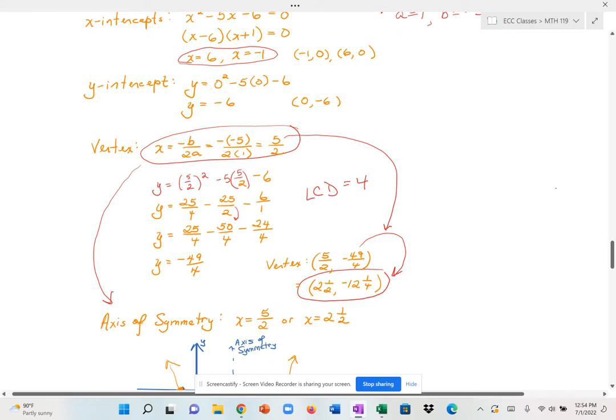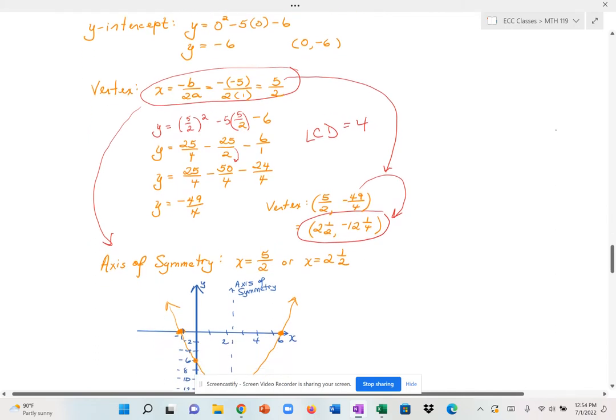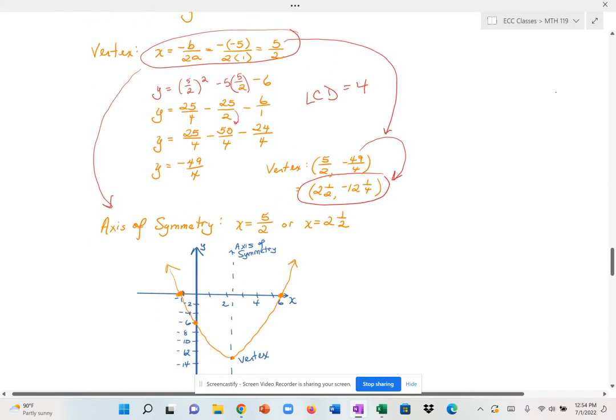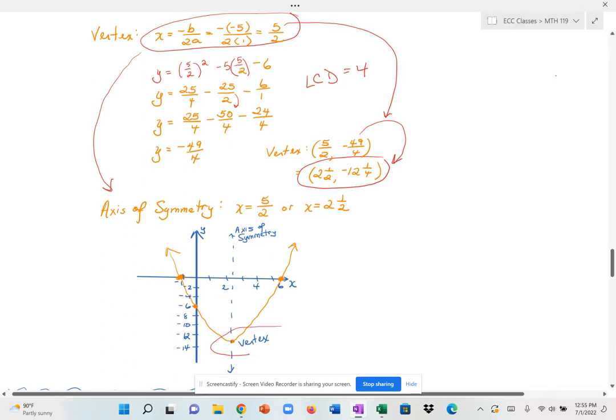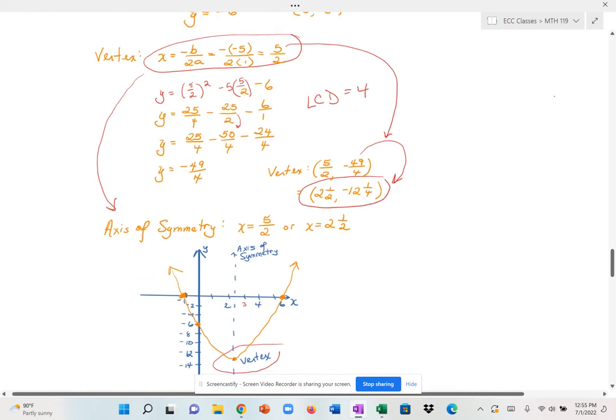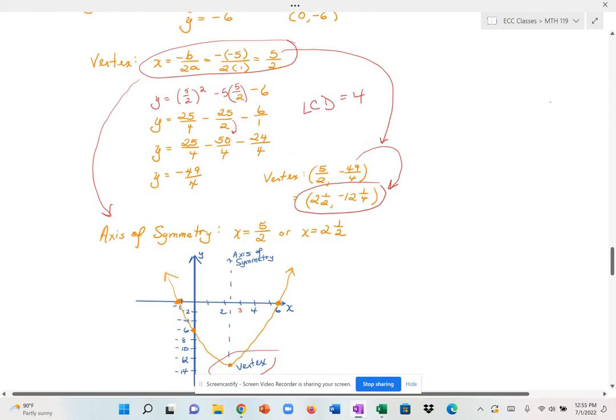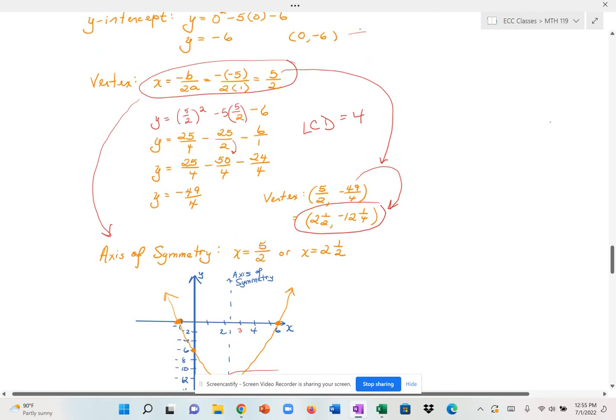Okay, so now we have to put this all together. The axis of symmetry I've drawn here in this navy blue color. It divides the parabola in half. The vertex is here below. This is 2.5, negative 12 and a quarter. Remember, this is 3, so 2.5 is right between the two. And then I had my x-intercepts, my y-intercept is up here, 0, negative 6.